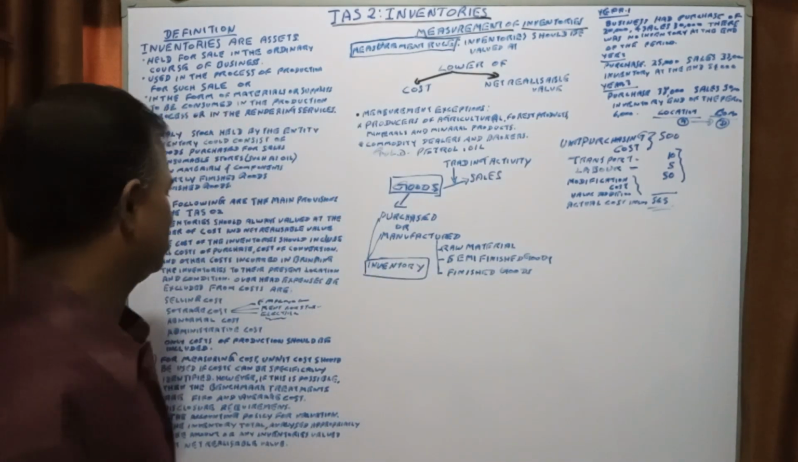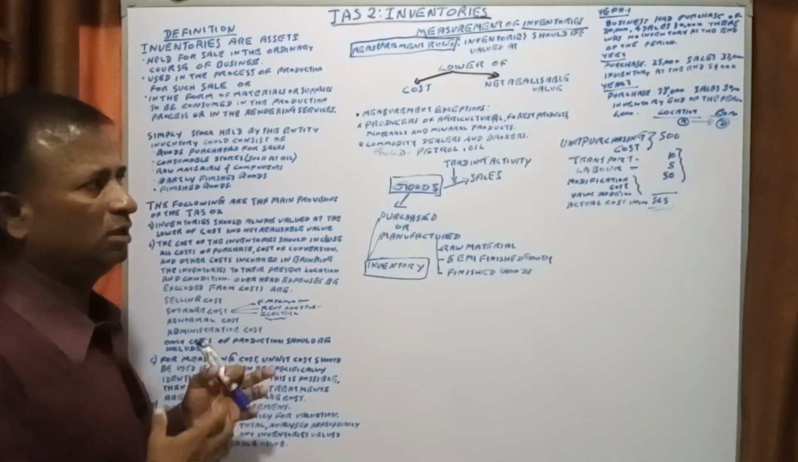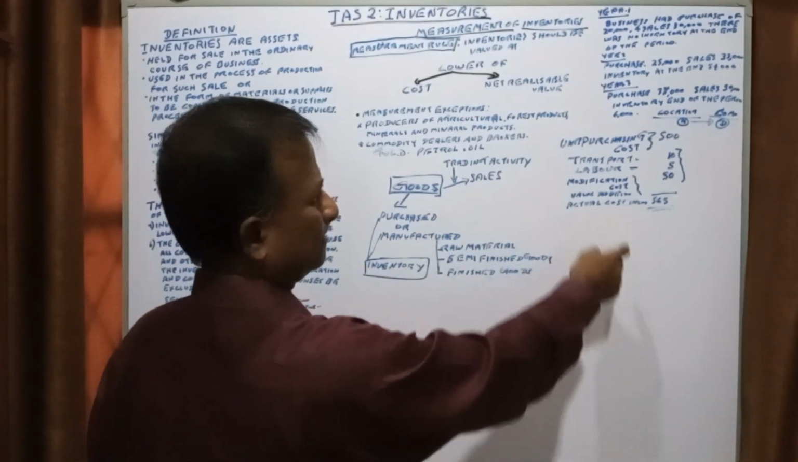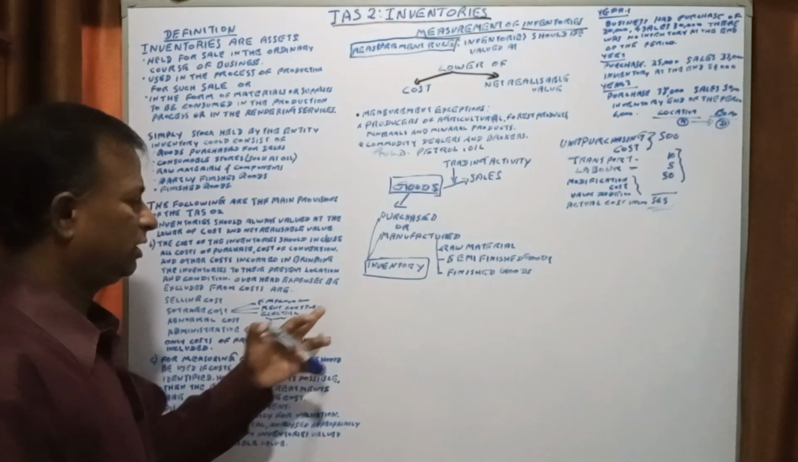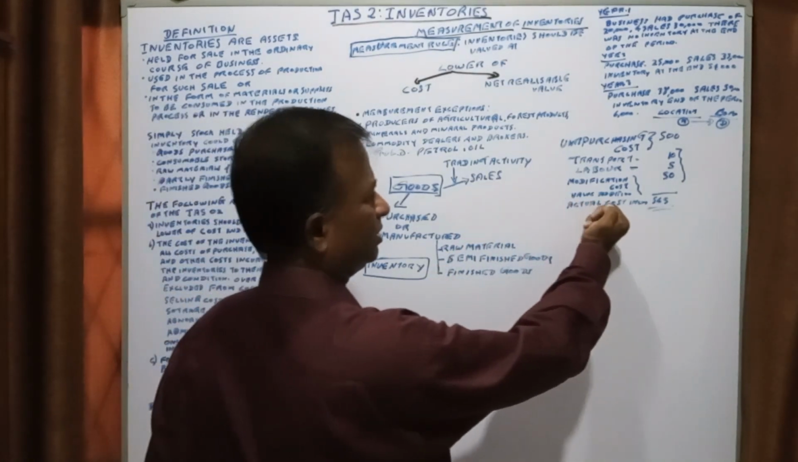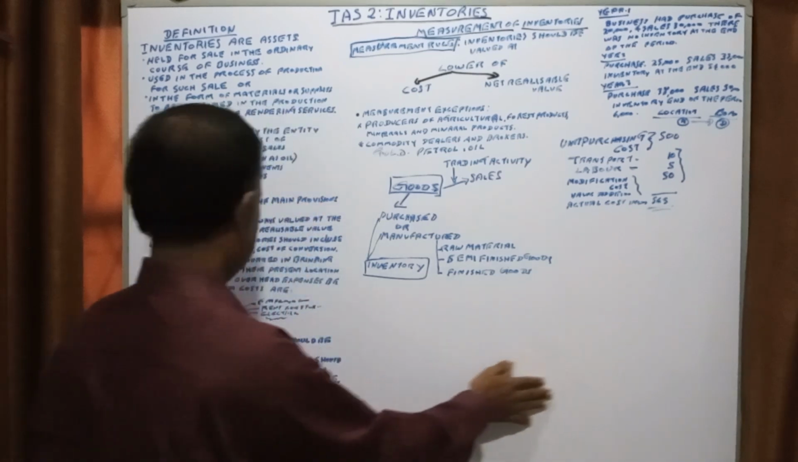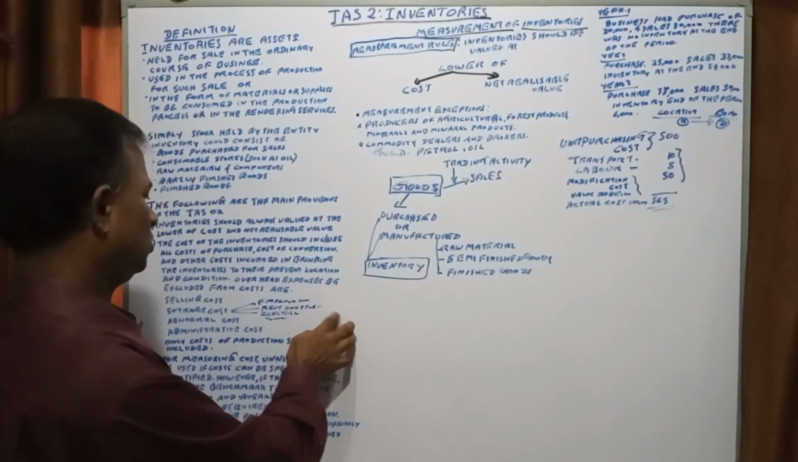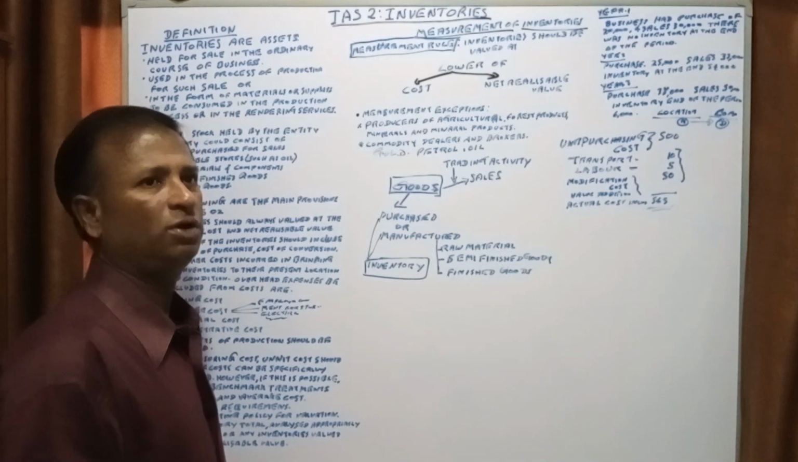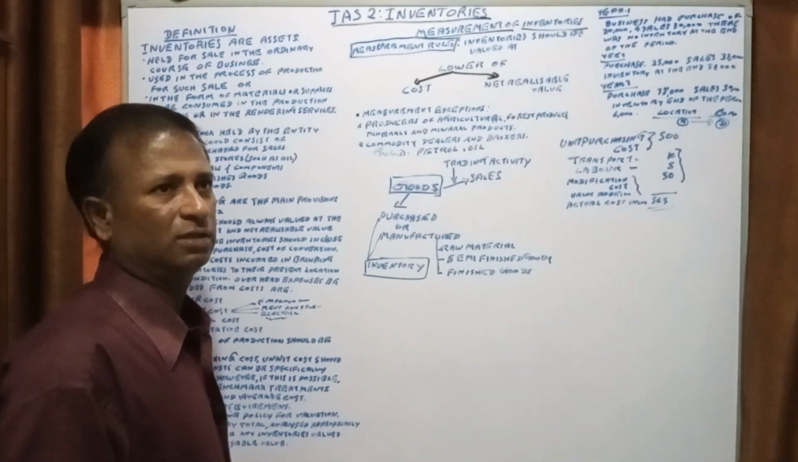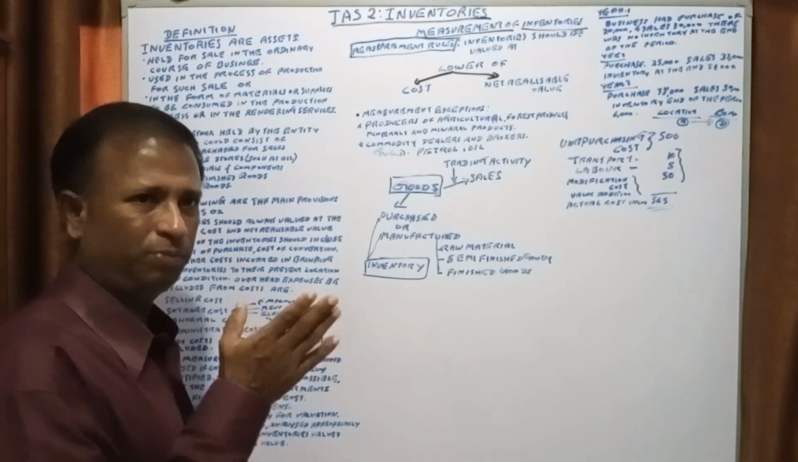These are indirect costs, not directly involved with the purchases or production. These are common costs. Whether this production or purchase activity is involved or not, these costs we have to pay monthly, and this is called overhead costs. Whether the trading activity is taking place or not, we have to pay.